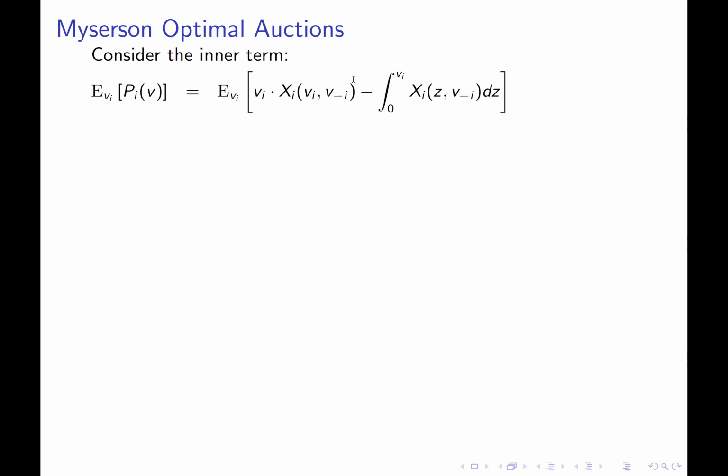Okay, so we want to figure out, what is the expected payment that bidder i is going to make? And nothing is happening here except I'm plugging in the definition of the payment rule. This is the payment rule we derived a couple of lectures ago, as a function of bidder i's valuation, vi. And it's just vi times the indicator of whether bidder i gets the good, minus the integral over all values smaller than vi of the indicator whether bidder i gets the good if he bids some particular smaller value z.